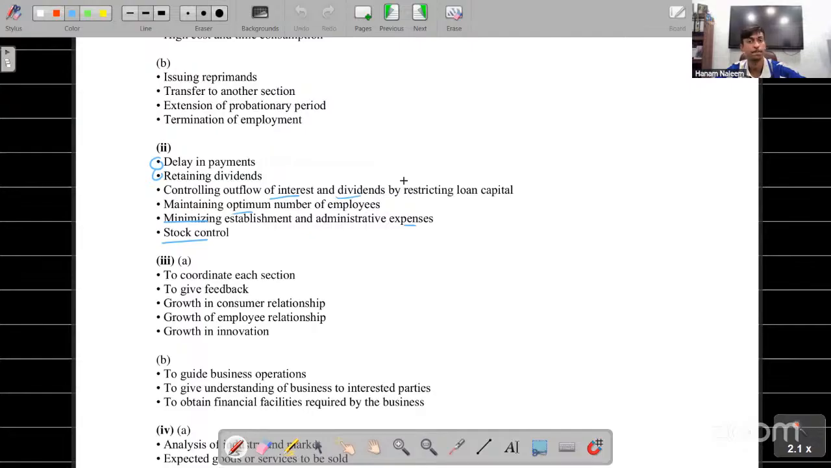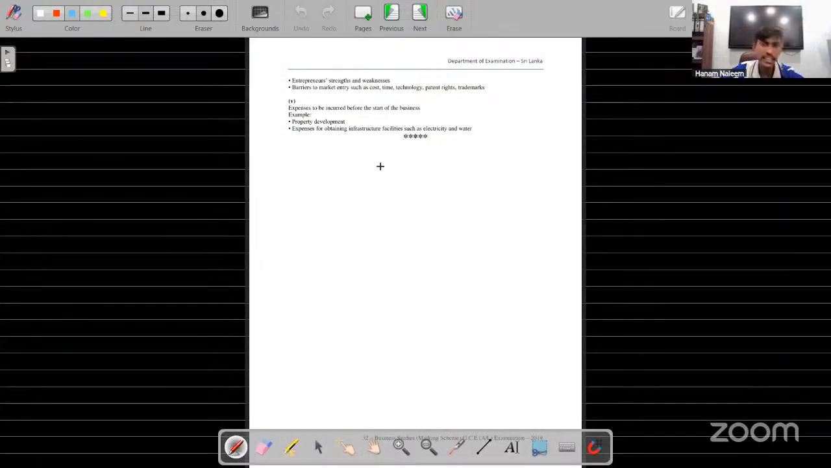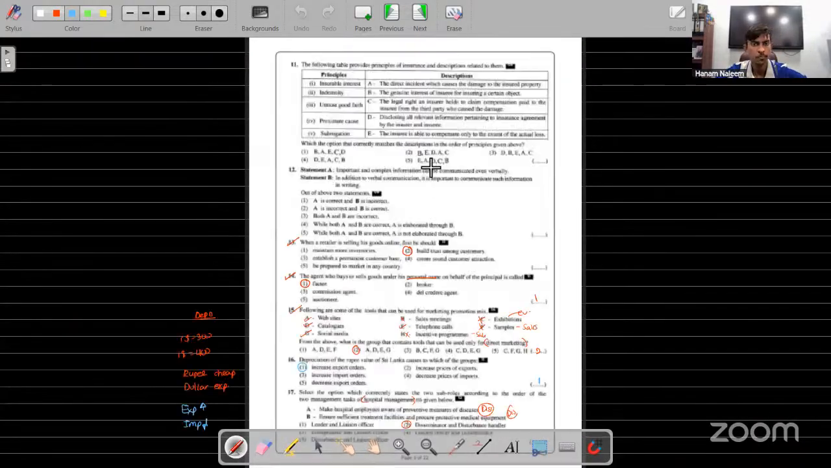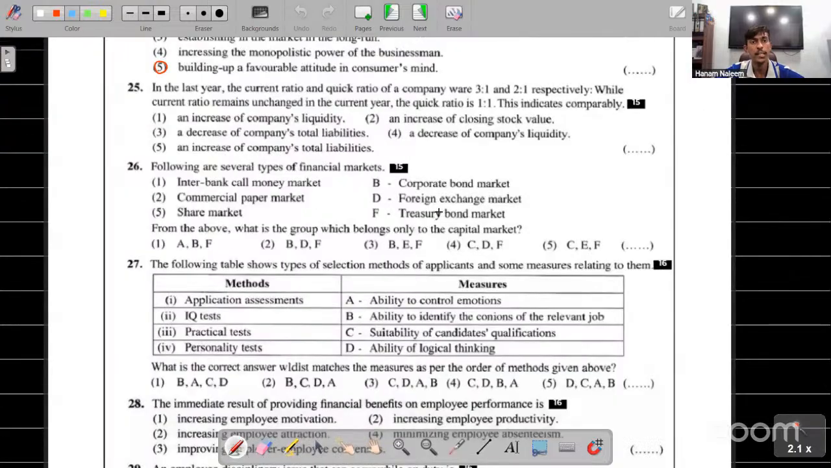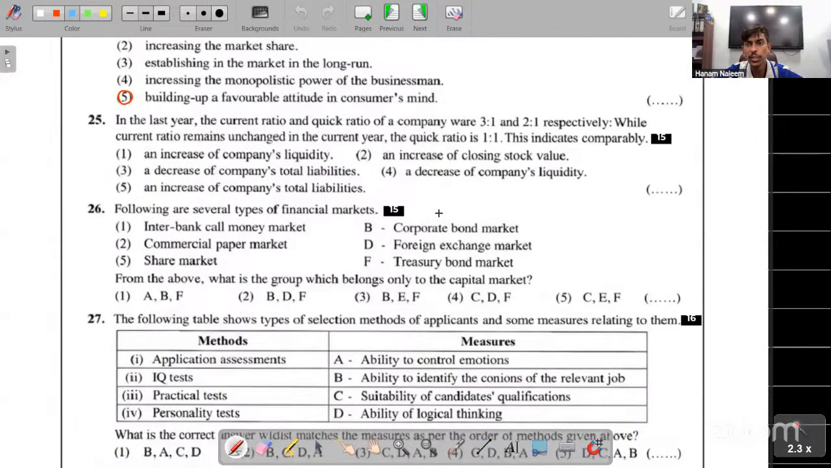Next, 2020, question number 25. In the last year, the current ratio and the quick ratio for the company were 3:1 and 2:1 respectively. While the current ratio remains unchanged in the current year, the quick ratio is 1:1. This indicates comparably.